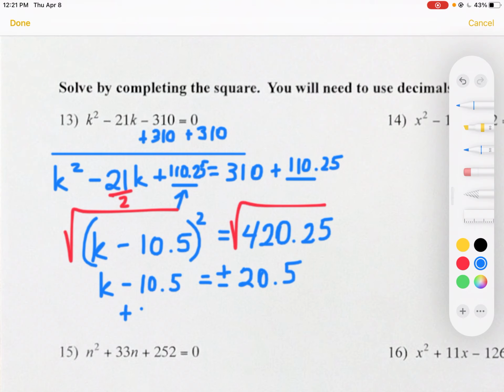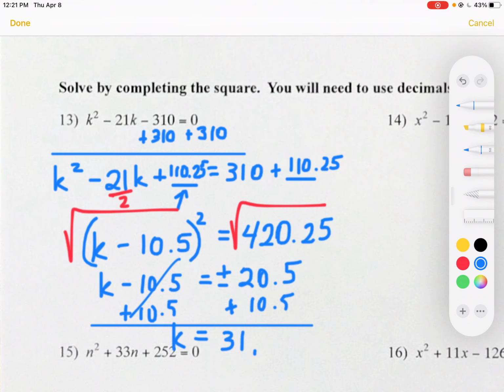Okay, so now we add 10.5 to both sides. And we get k equals, now, in your calculator, I would do this one in your calculator probably. You're going to do 20.5 as a positive plus 10.5. You should get 31. Then you will do negative 20.5 plus 10.5, and that would be negative 10. Okay, so your answers would be 31 and negative 10.